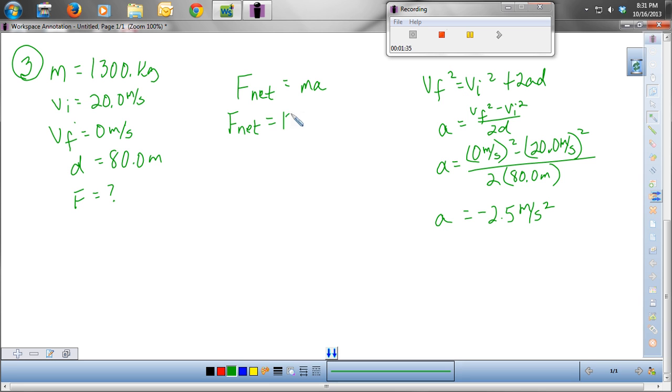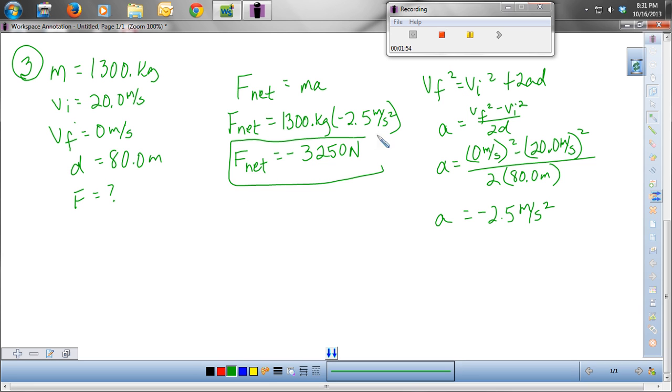So now I want to go over and do my net force. My mass is 1,300 kilograms. My acceleration is negative 2.5. So when I multiply those together, my net force is negative 3,250 newtons. And you've got to have that negative sign to show that it is a retarding force.